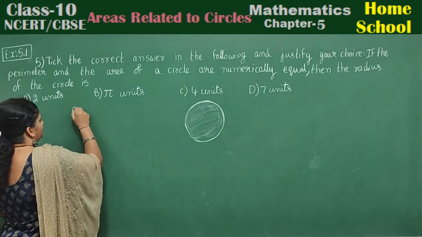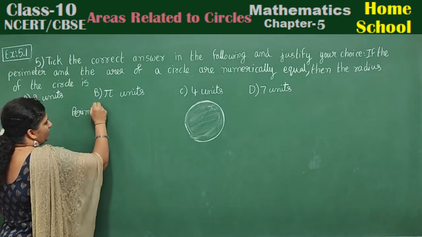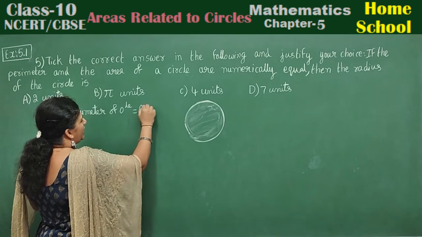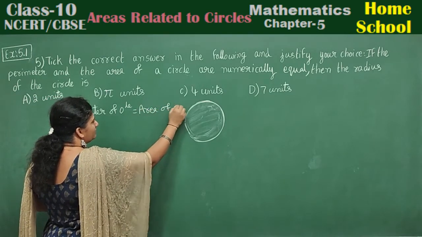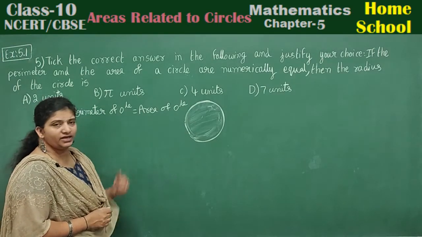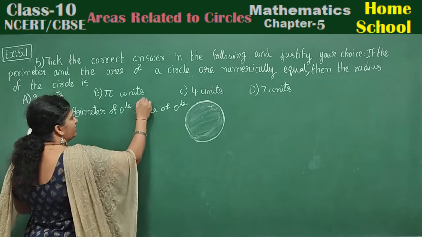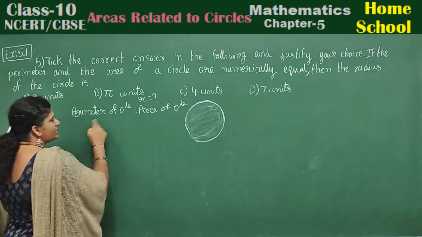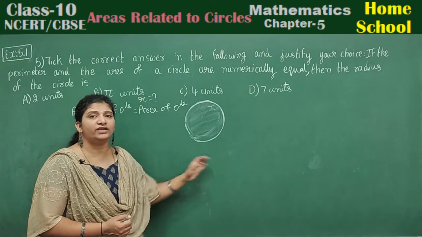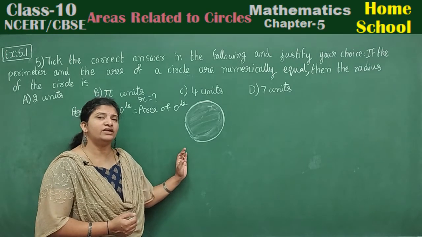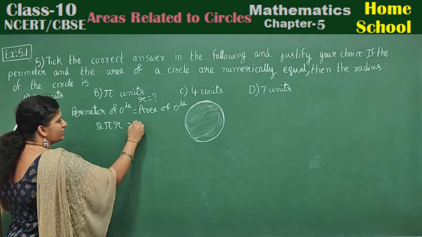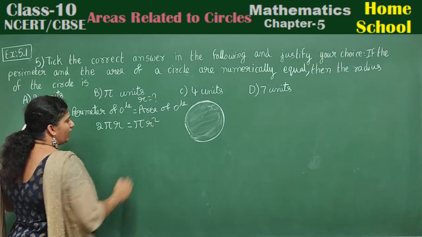So, perimeter of circle is equal to area of circle. They are equal. Numerically, both are equal. Find the radius is your question. Radius is equal to question mark. What is the perimeter of a circle? The other name of perimeter of a circle is circumference of a circle. Circumference of a circle formula is 2 pi r. Area of a circle, pi r square. Okay?